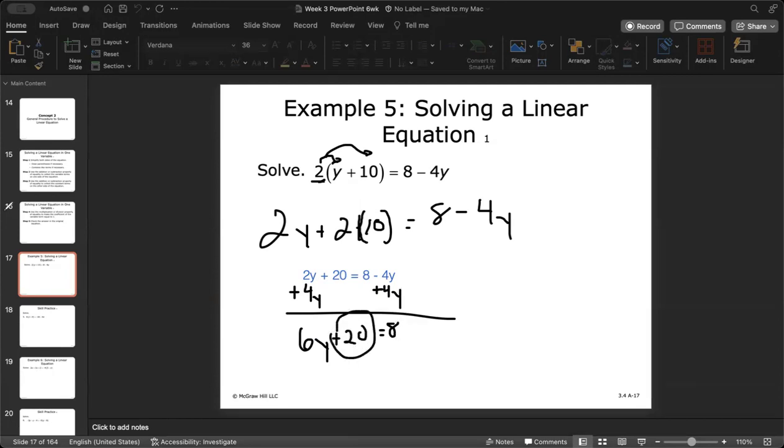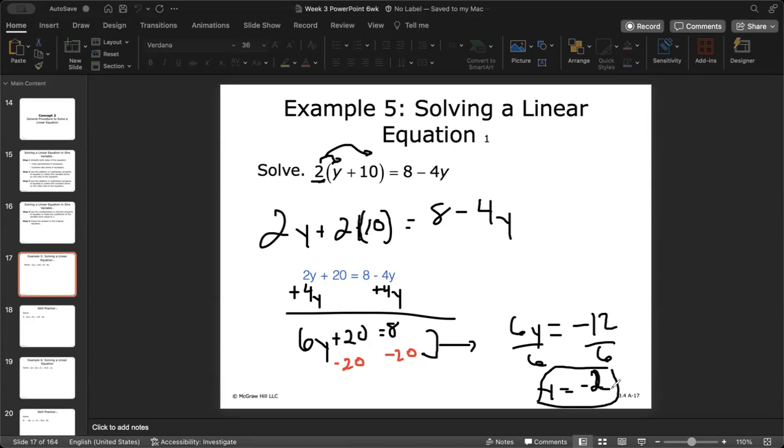Now we've got to get rid of the positive 20. So we're going to get rid of that by subtracting 20 from each side. So now I'm going to shoot over here, I'm running out of space. So that becomes 6y on the left, because the 20s cancel. And then 8 minus 20 on the right gives us a negative 12. And then we finish up by dividing both sides by 6. And that gives us negative 2.